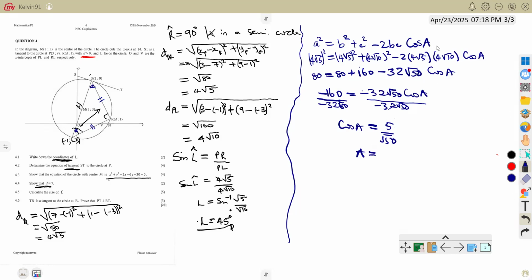Our angle here is supposed to be L. Let's use the correct angle. So here it's cos L.